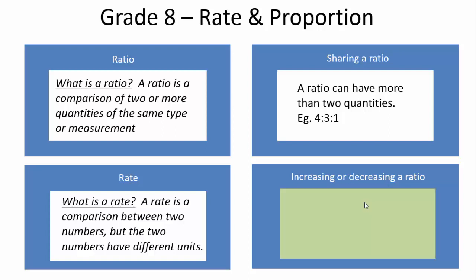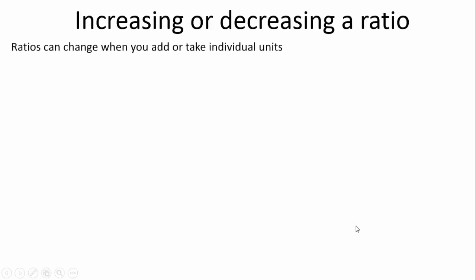Okay, grade 8, now we're going to talk about increasing or decreasing a ratio. And what does that mean? Ratios can change when you add or take away individual units. That sounds a bit random, a bit of a weird thing to say, but we're going to get into it and I'm going to explain exactly what this sentence means. It probably makes sense already though. Let's go through some examples.